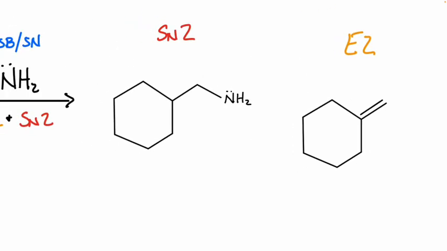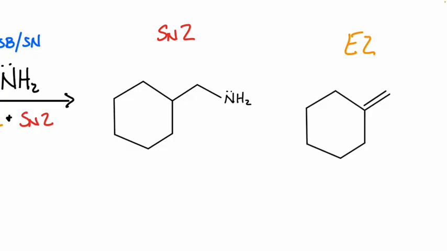All right, and according to my cheat sheet here, because primary carbons are so small and nice and accessible, our major product is that substitution product, and our minor product is that elimination product.